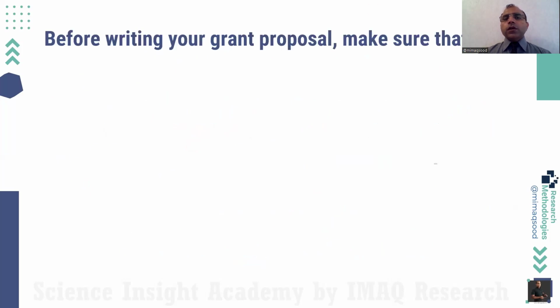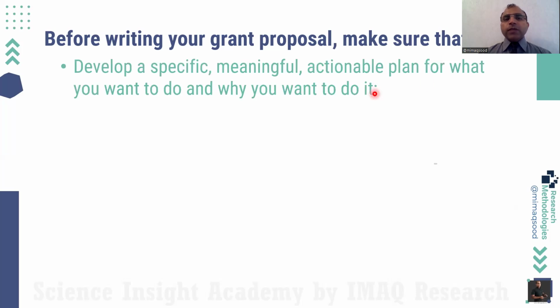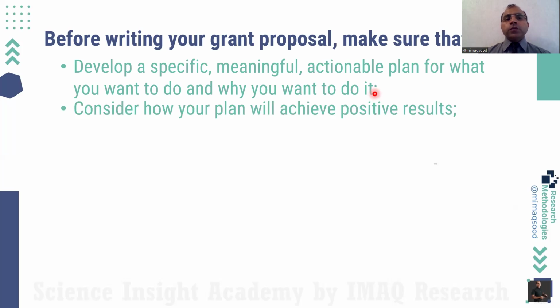Before writing your grant proposals, make sure that you have developed a specific, meaningful, actionable plan for what you want to do and why you want to do it. In this, you can show that, for example, my passion is like this, my career objective aligns with these targets, and you are looking for some social activities in this way, you can help the society. So it should be linked with your innerness. It should be connected with you.